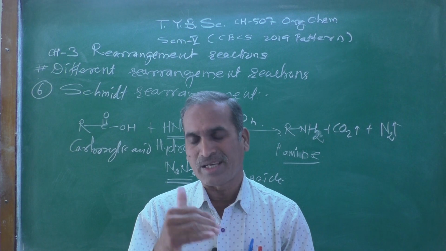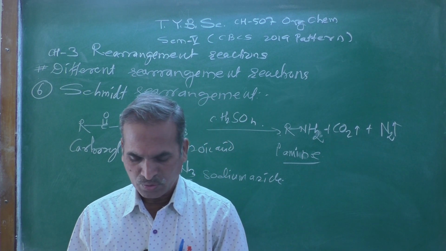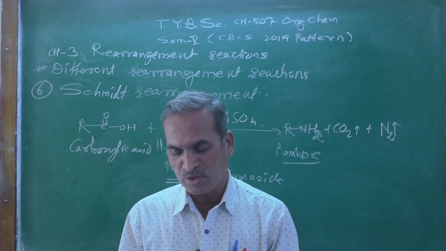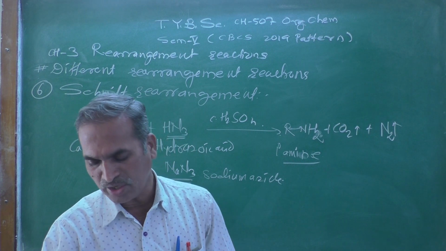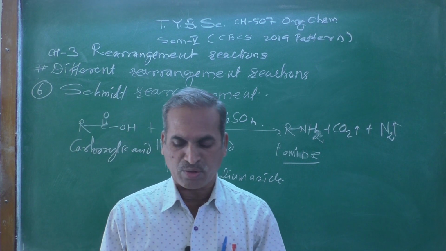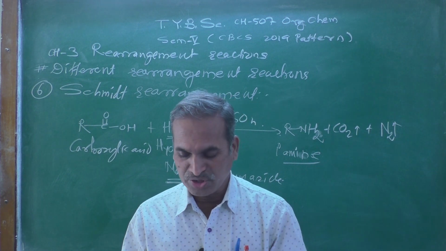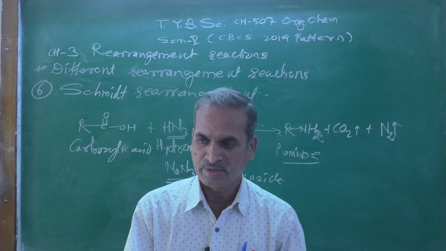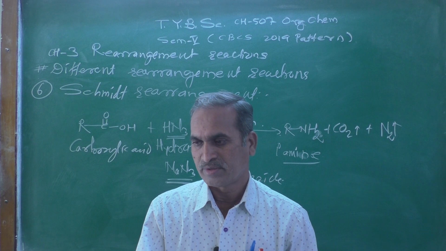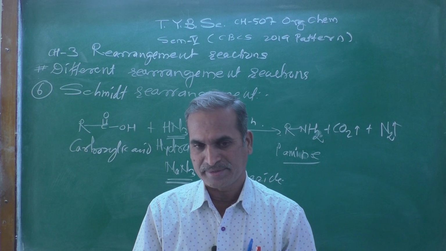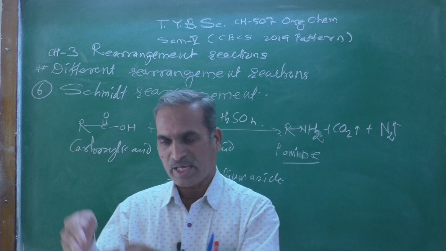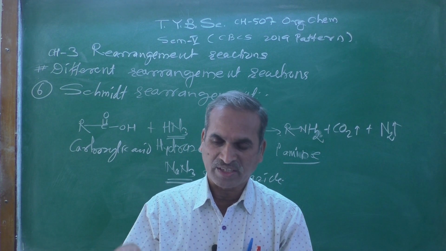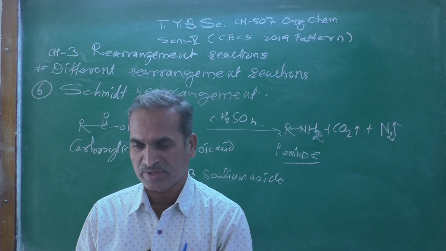Third point, alkyl or aryl group is migrated from carbon in carbonyl group to electron deficient nitrogen with the retention of configuration. Once again, retention of configuration means if you start with the optically active substrate, then the end product obtained will be optically active in nature, no doubt about it.